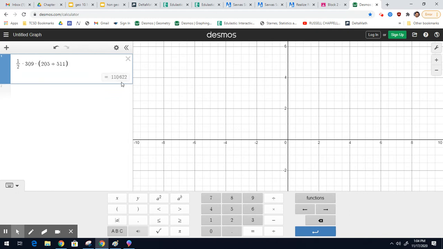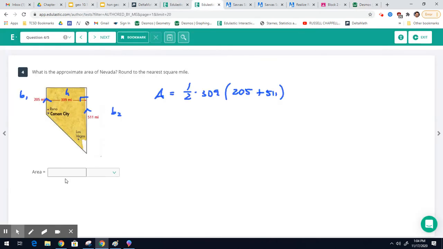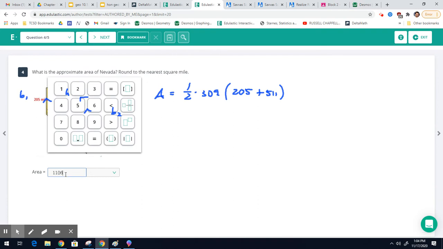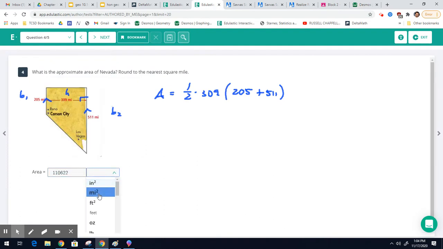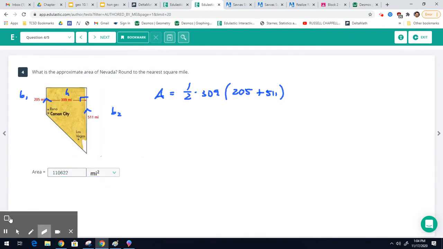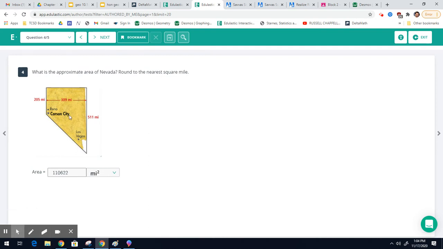When I do that, I get 110,622 square miles. There we go. So again, that's what we're doing here in terms of modeling, right? We really enjoy these problems where we could take geometric figures and model them. And again, you see right down here, there's a sliver of Nevada that's missing. But again, it's an estimation.